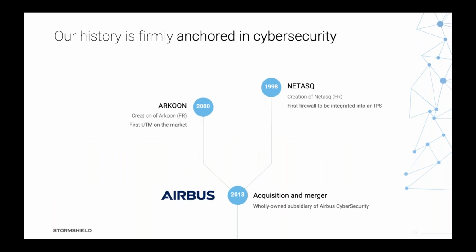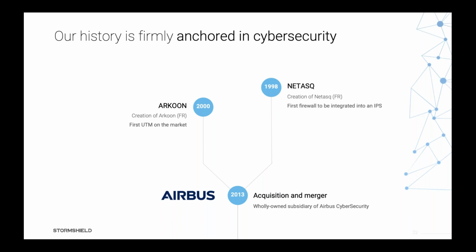So who we are as Stormshield. Stormshield actually comes from two French companies: Arkoon, which was established in the year 2000, and NetASQ, which was established in the year 1998. Both were originally providing UTM, firewall and IPS.